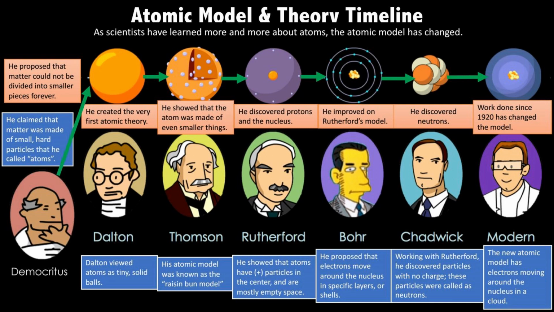Paano ba natin naintindihan or how did we come up with the atomic model? Actually, the idea of atom goes back to Democritus. He was the one who proposed that all objects are made up of atoms. So yung term na ginamit niya is atomos, which means indivisible or uncuttable, meaning hindi nahati. And after many years, as scientists have learned more and more about atoms, yung atomic model has changed from Dalton to Thomson, Rutherford, Bohr, Chadwick, down to the modern design of the atomic model.